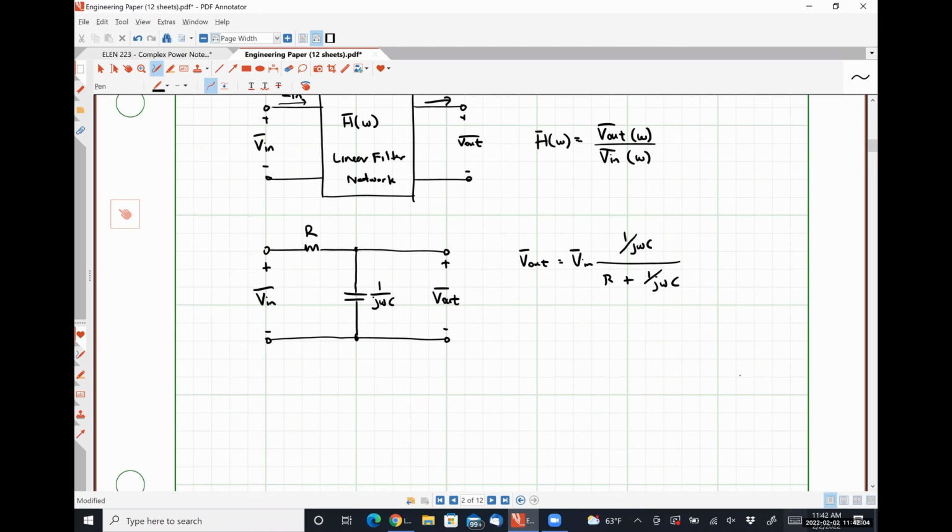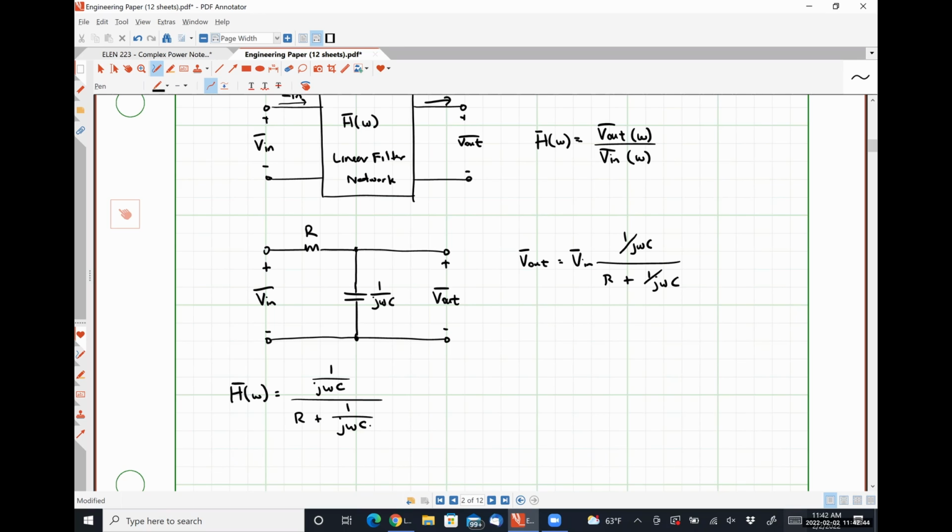And from this, our transfer function H of omega is simply 1 over j omega C divided by R plus 1 over j omega C. That's literally all it takes. All of the filter circuits that we're going to analyze in this class can be treated as simple voltage dividers, where the thing in the numerator is just the element or elements we're taking the voltage drop over.